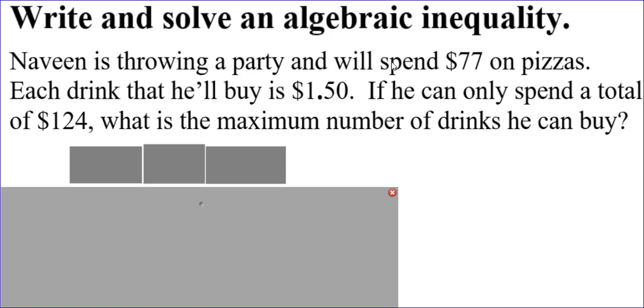Follow along. It says Naveen is throwing a party and will spend $77 on pizza. Each drink that he'll buy is $1.50. If he can only spend a total of $124, what is the maximum number of drinks he can buy?